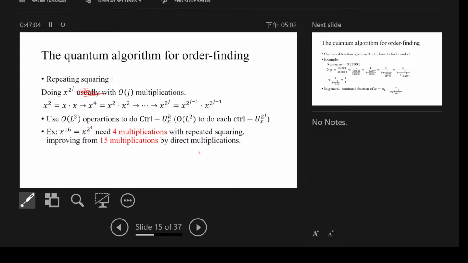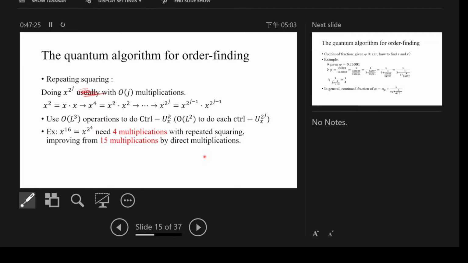Okay, and here is a bit of an example. So x to the 16 is x to the 2 to the 4, and you only need to do 4 multiplications to calculate x to the 16, and that's an improvement from 15 multiplications by doing all the multiplications.